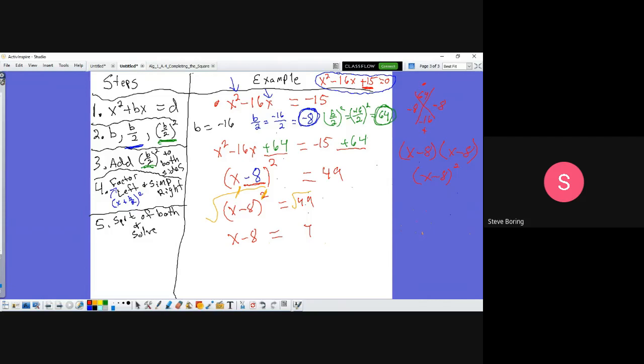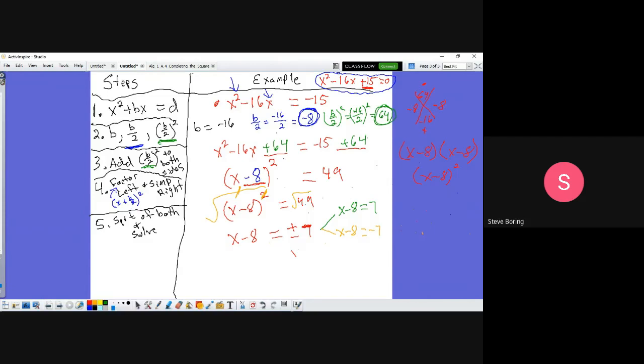However, 7 squared is 49. But there's also another number that you can square to get 49. That would be -7. So it could be 7, or it could be -7. So we put this plus or minus here. Now this is easy to solve. The only issue is, this is actually representing two equations. So one equation is x minus 8 equals +7. And one equation is x minus 8 equals -7. So you just have to solve both, because you know quadratics can have up to 2 solutions.